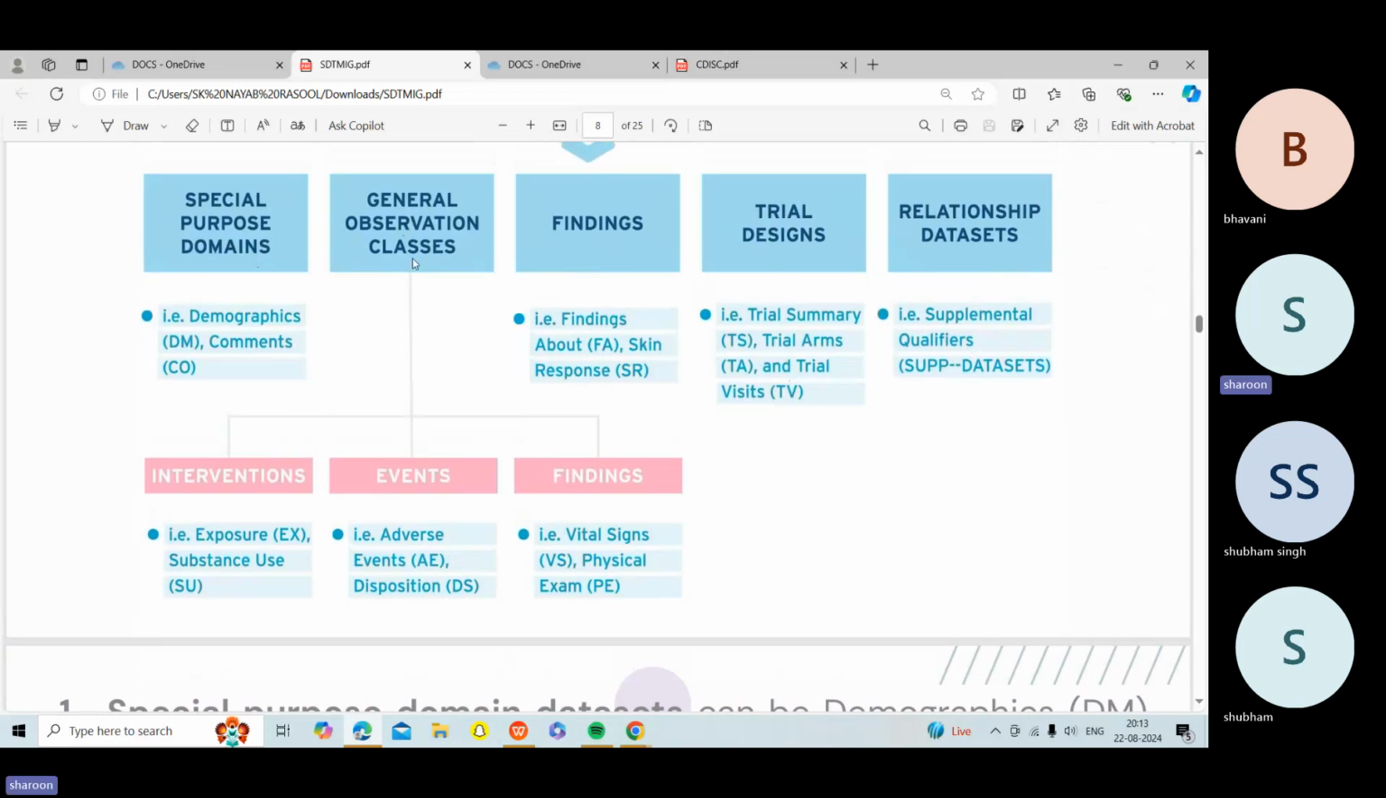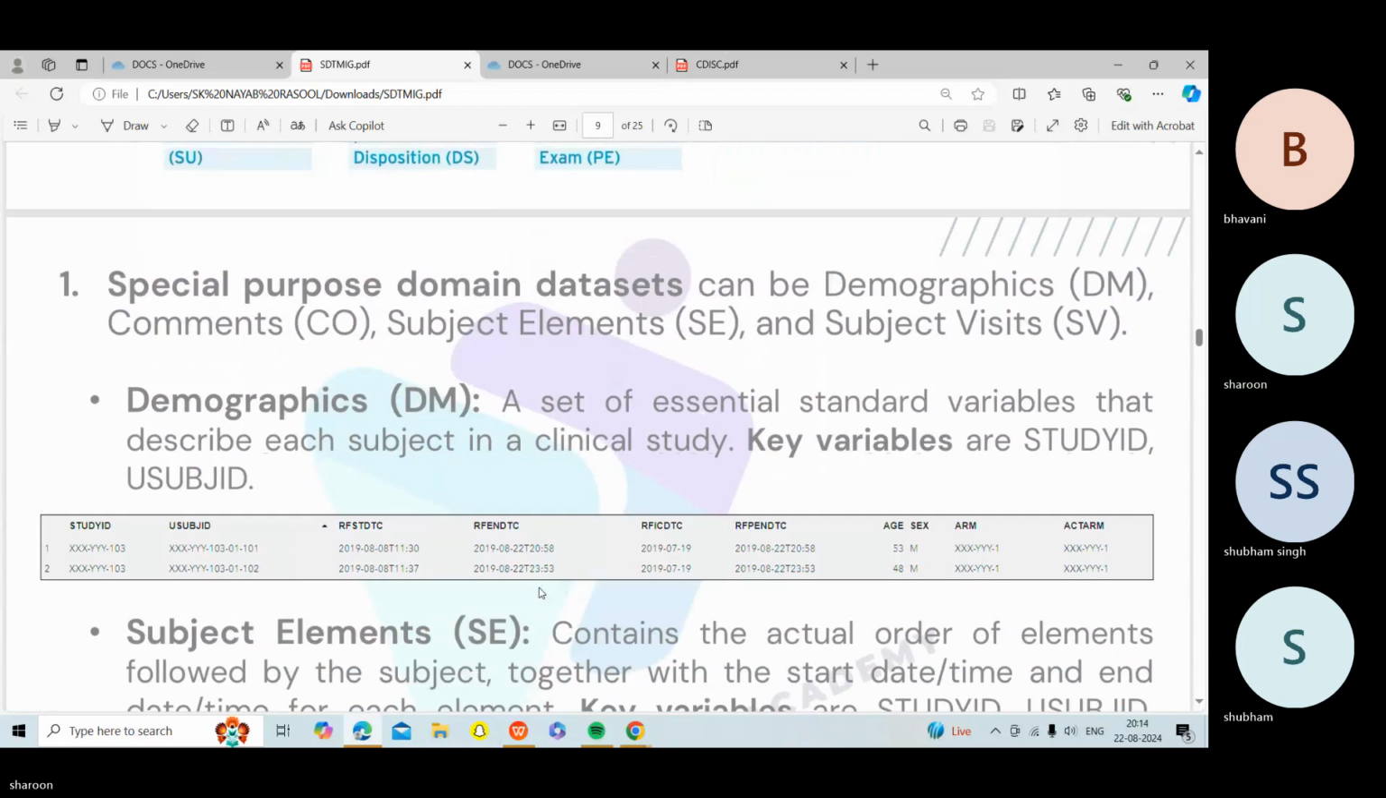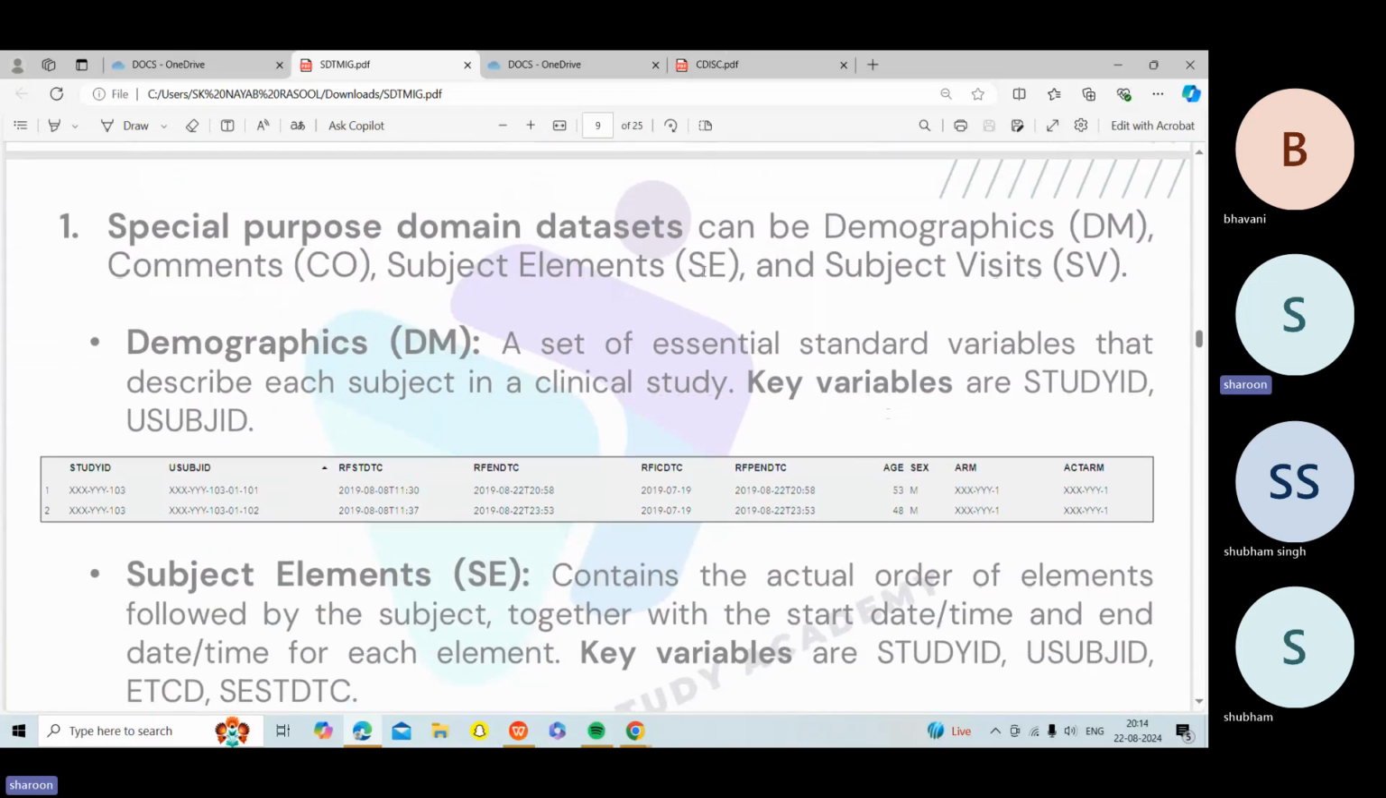Under general observation classes, there are three subdivisions: interventions, that is exposure, substance use; events, adverse events, disposition; findings, that is vital signs, physical exam. Special purpose domain datasets can be demographics, comments, subject elements, and subject visits.